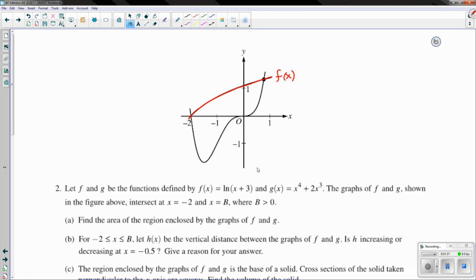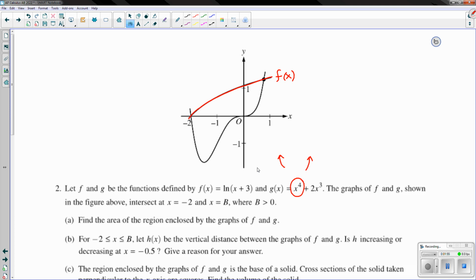Then when I move over to g, we have no other choice but to conclude that the other function is g, but we should also feel good about that. Our leading term, x to the fourth, indicates end behavior as we go to positive and negative infinity, where the function should go to positive infinity on both, and we see that there.